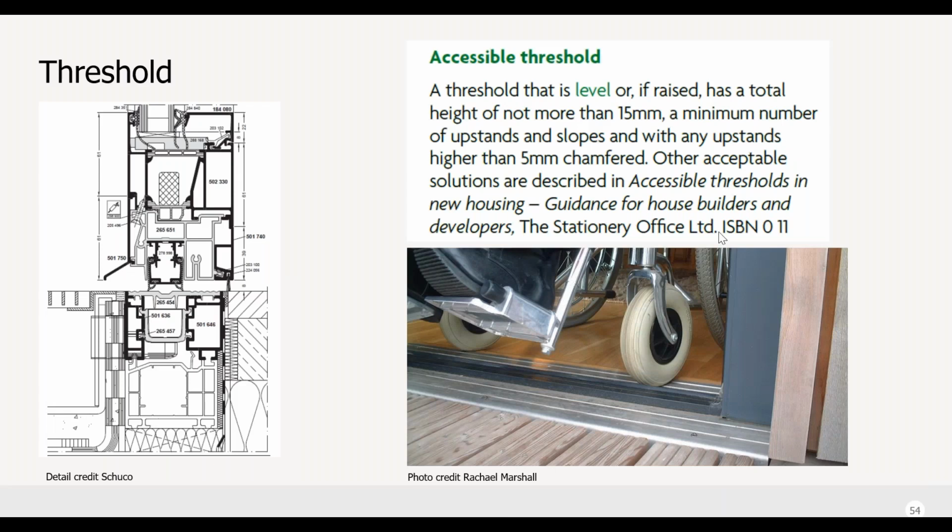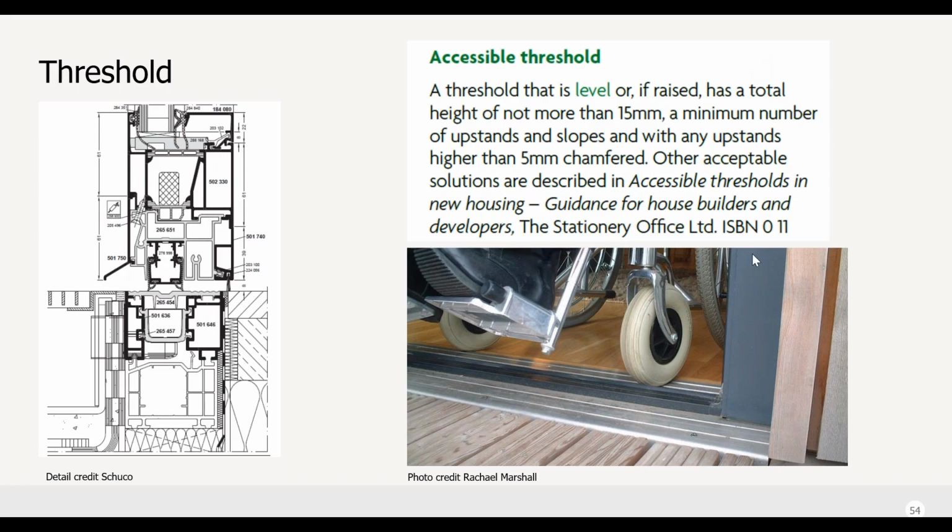Thank you. So down to the detail. Following the guidance, 9.1 is thresholds. They should be level. There will, of course, be issues around air tightness, acoustics, and water ingress. The recommendation in the standard is for no more than 15 mm high with a rounded profile.